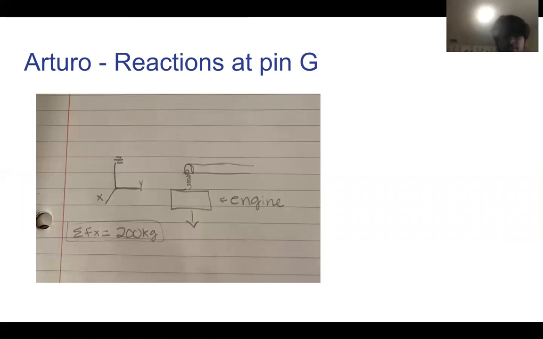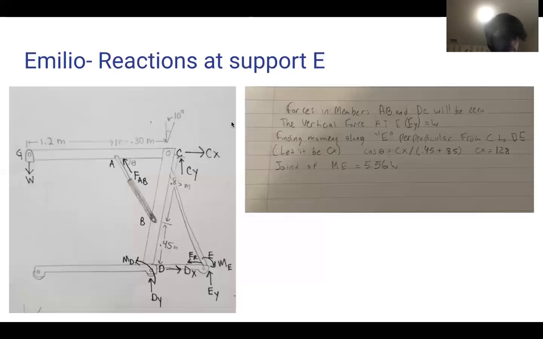To find the reaction at pin G, I had to find the X, Y, and Z components. But in my case, I only had to find X, because Z and Y were 0. So I had to find the force in X, which was only the weight. So it was 200 for mine.